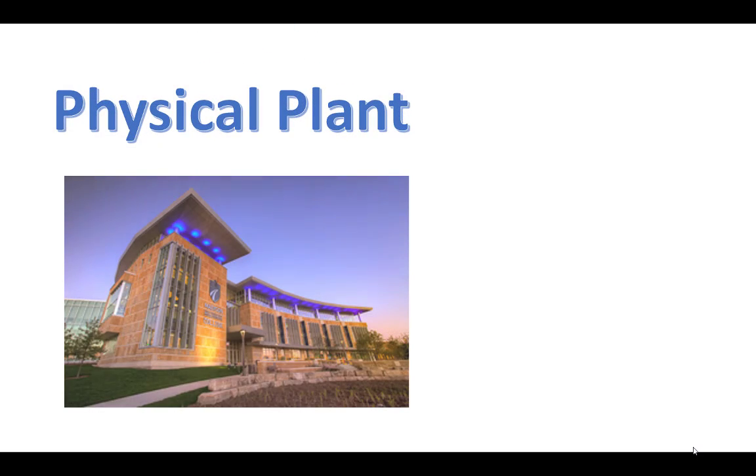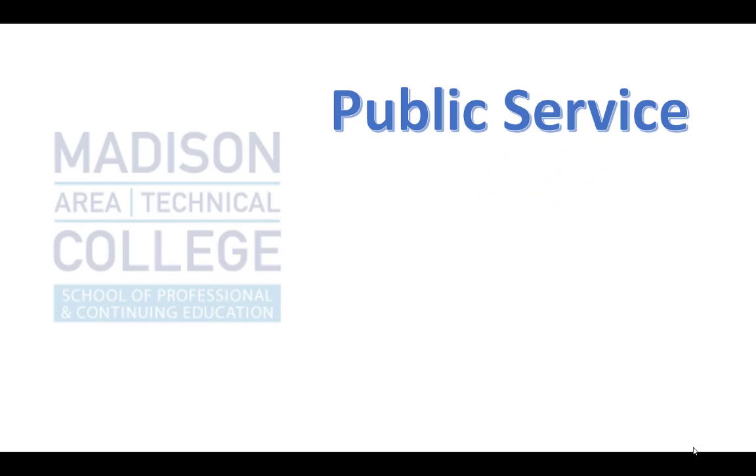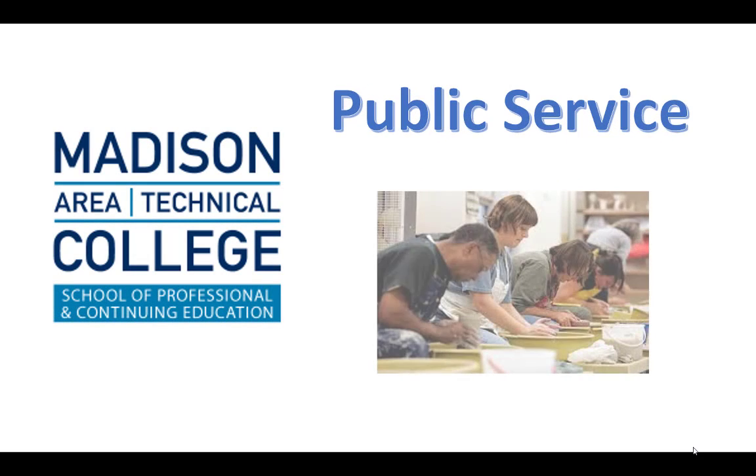Physical plant includes all services required for the operation and maintenance of the physical facilities. General utilities such as heat, light, and power are included in this function. Public service is used to track the cost of offering non-credit courses for public betterment.